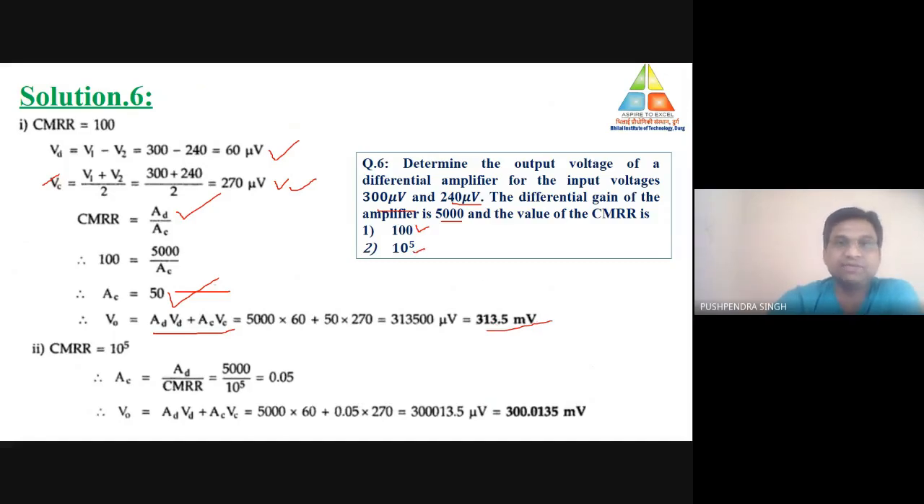Similarly for part B, the value of CMRR is 10 to the power 5. So again with the help of that CMRR, calculate the value of AC. AC is nothing but AD divided by CMRR. AD is equal to 5000 and the value of CMRR in part B is 10 to the power 5. So the value of AC is 0.5. What is the total output voltage? ADVD plus ACVC. Substituting all the values calculated earlier, the final value of output voltage is 300.0135 millivolts. So this is how we may proceed for the calculation related to the CMRR.